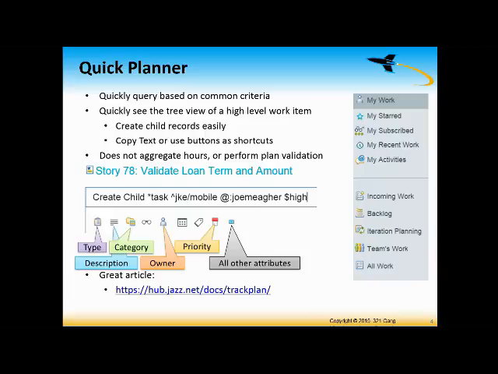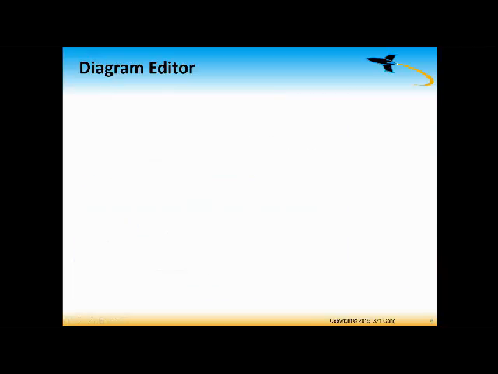There is also a great article out on Jazz Hub. If you go into the tracking and planning section of the docs there on Jazz Hub, it gives you a ton of information about how to use the Quick Planner to take advantage of the functionality here.